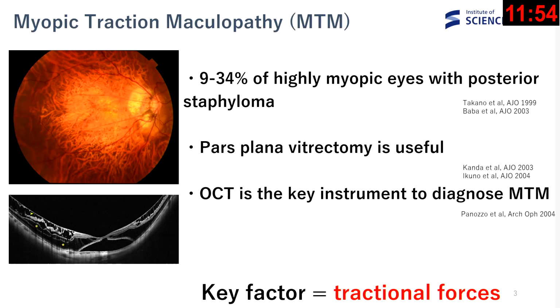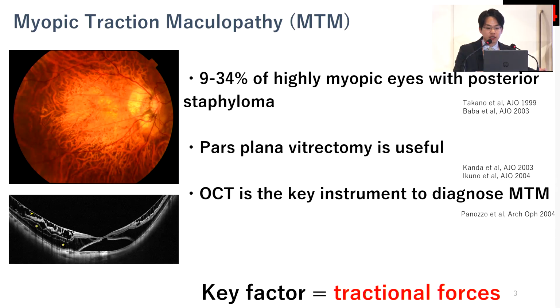So myopic traction maculopathy, MTM, is a schisis-like thickening of the retina in eyes with high myopia. MTM includes lamellar or full-thickness macular hole and foveal retinal detachment. It is estimated to affect 9 to 34% of highly myopic eyes with posterior staphyloma. Pars plana vitrectomy is useful for resolving it. OCT is essential to diagnose MTM.